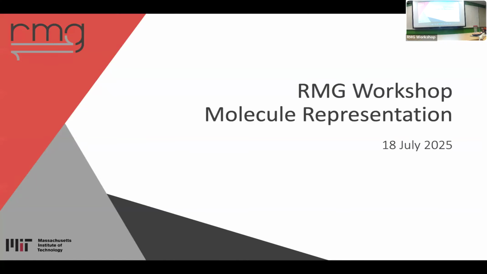How to represent molecules and species and functional groups and so on in RMG. This is important for making your very first input file. You need to tell RMG which species you want to include.